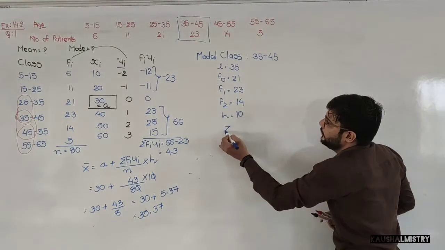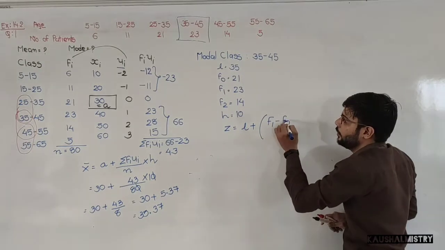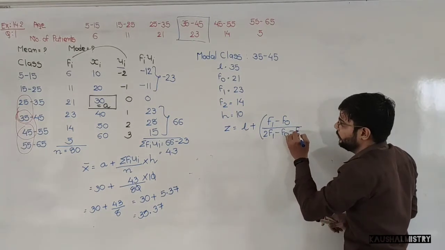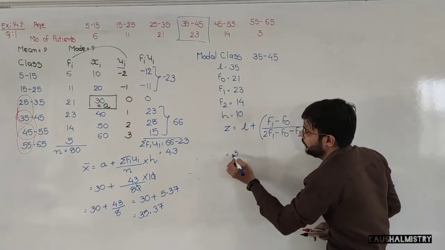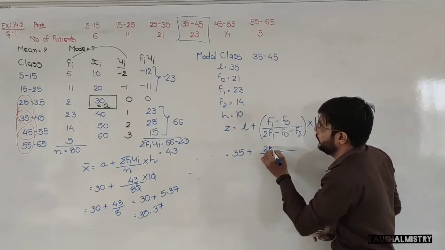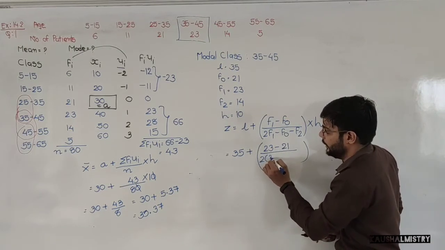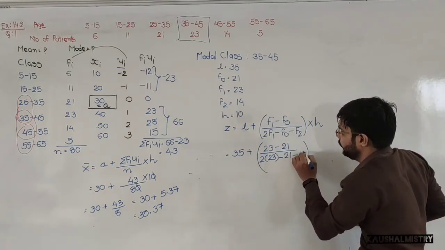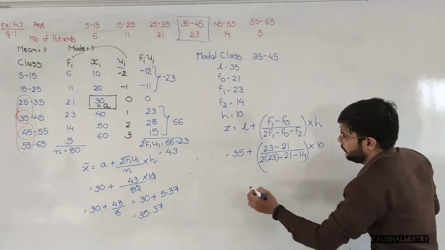Now mode is equal to L plus F1 minus F0 upon 2F1 minus F0 minus F2 multiplied by H. Now L is equal to 35, F1 is equal to 23, F0 will be 21, upon 2 multiplied by 23 minus F0 which is 21, F2 will be 40 and H will be equal to 10.